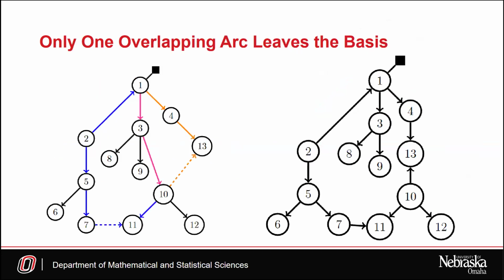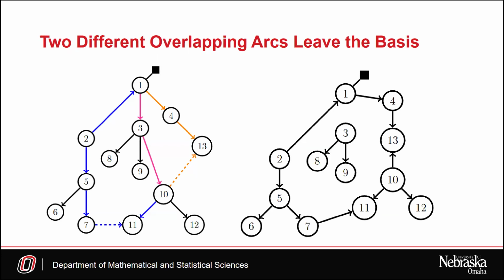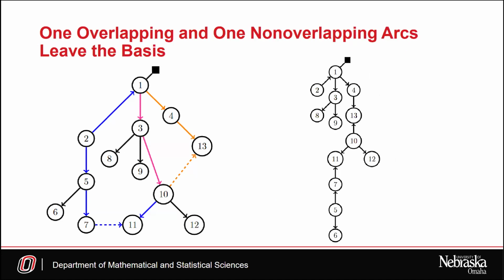Well, here's a case. What if 3-10, the only overlapping arc, leaves? Well, this is not valid because now our spanning tree solution became just a normal graph. It's no longer a tree, and part of the network simplex method requires it to be a tree. So therefore, it's not valid. And again, what if we only leave 1-3 and 3-10, the 2 overlapping arcs? Well, we get an isolated tree. It's still not a spanning tree. Therefore, this is not valid.